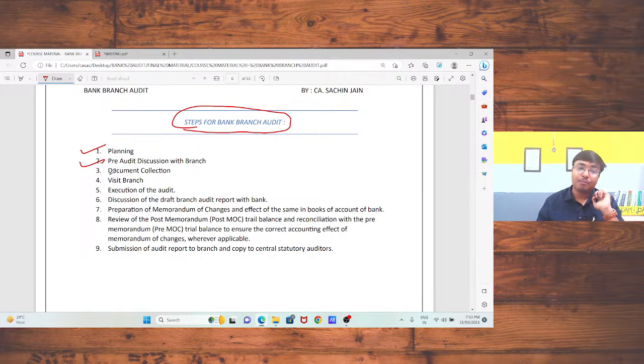Okay, sir. Then we need to collect the documentation prior to starting the bank branch audit because we need to do a certain exercise at our home, at our office.